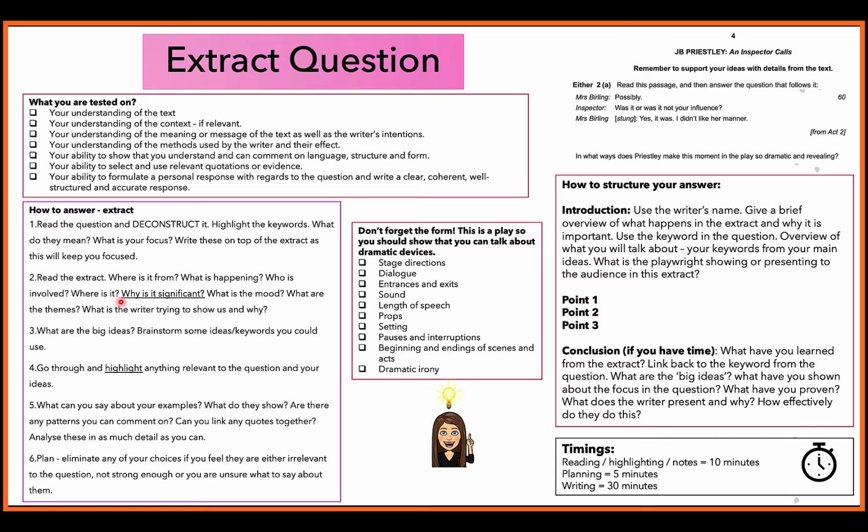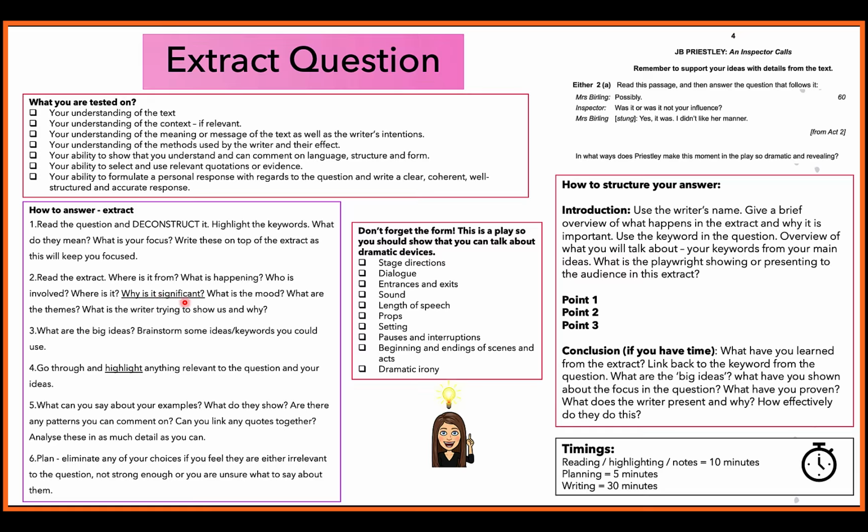Think about who is involved, so the characters. Do they progress through this extract? What are their relationships with other people like? What do we notice about them? What can you say about them? What are we shown? And then think about, why is this particular extract significant? Obviously it's been chosen for a reason. So why is it significant to the play itself? What do you learn from this extract?